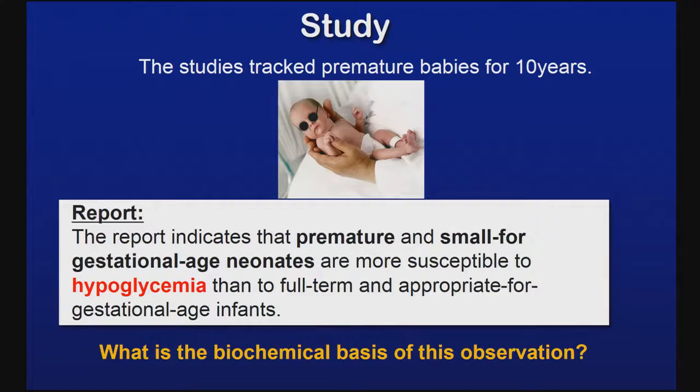So, clinical correlate, there are a few things I want you to remember. A study says that babies, specifically those born prematurely, have an elevated susceptibility to hypoglycemia. Basically, the question is, what's the molecular basis for those observations? This was a 10-year study showing that premature babies are susceptible to hypoglycemia.